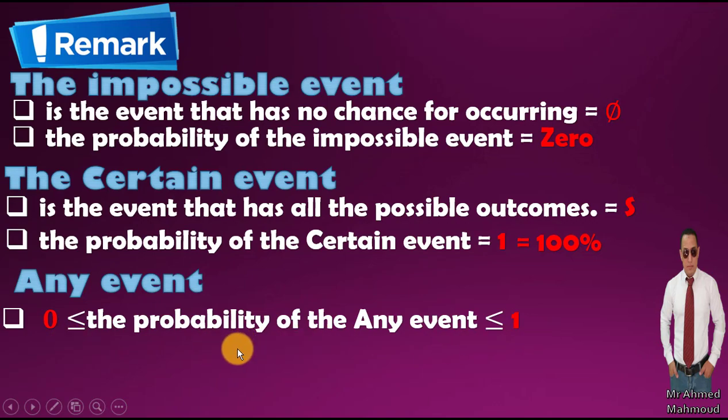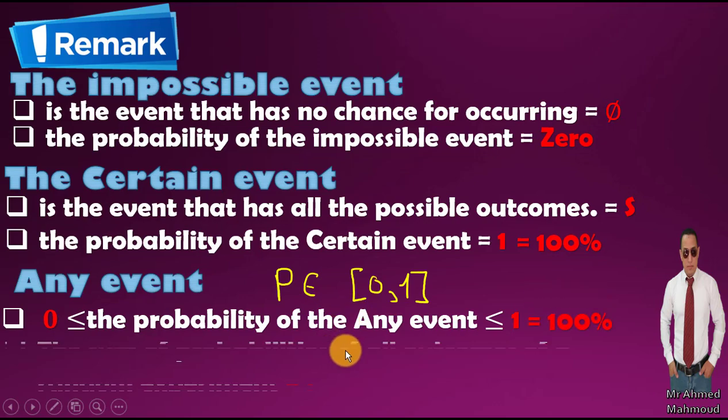Any event in general lies between 0 and 1. Because we studied intervals in the first term, I can say that the probability of any event belongs to the closed interval 0, 1. So the least probability is 0, the maximum probability is 1, or 100% of course.